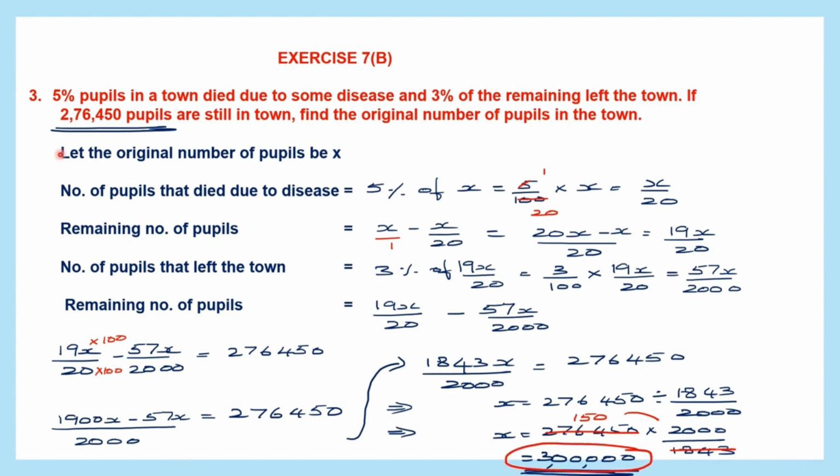So let's go back to the first statement which says let the original number of pupils be x. We just found out this is x. So we can write the answer there. So the number of pupils is 3 lakh. So this is our final answer.